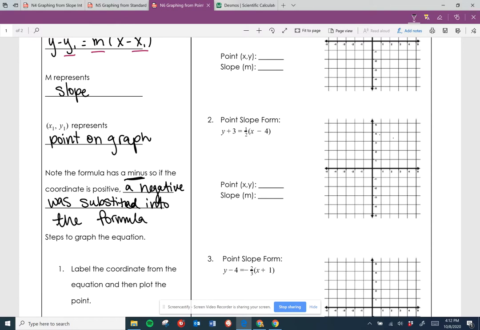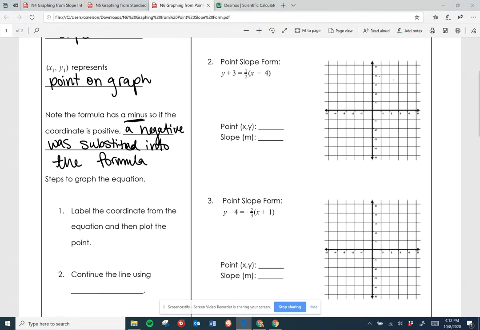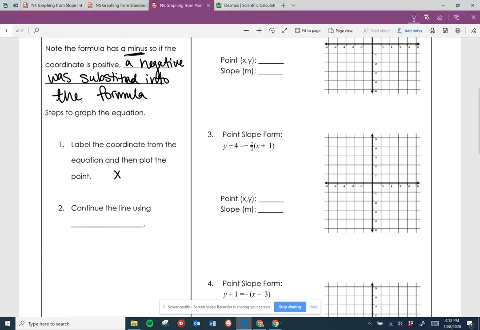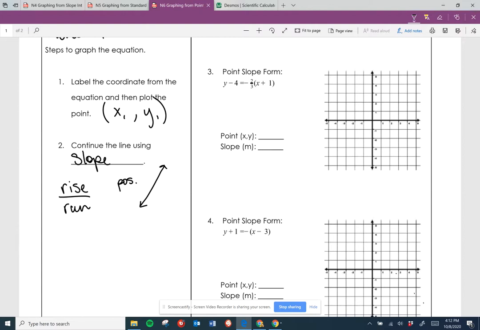Okay? Now, in order to graph the equation, the first thing that we have to do is label the coordinate from the equation and then plot it, okay? So that means you have to find out what your x1 comma y1 is in order to put that on the graph. And then you're just going to continue the line using the slope, which we will count as the rise over run. Okay, don't forget positive equations either go up to the right or down to the left. And in contrast to that, negative equations are going to go down to the right or up to the left. Just as a simple reminder.